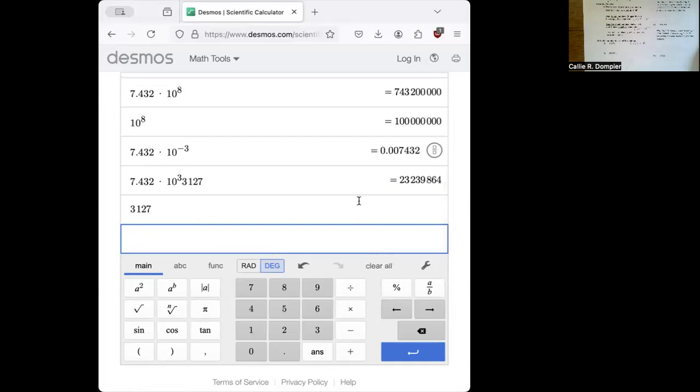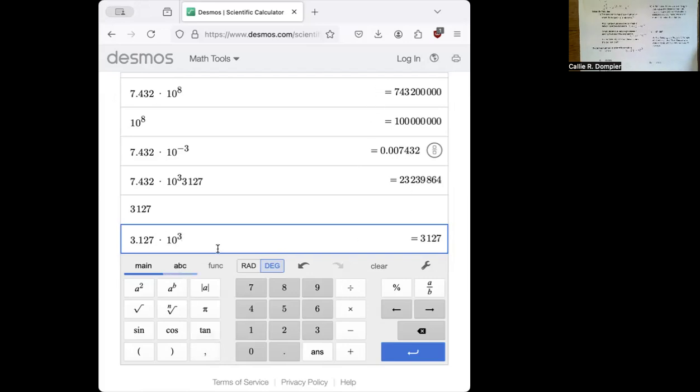Right now I have 3.127 times 10 to something. It's not just going to be 10, because that would give us 31. To the power of 1, that's the same as just 10. To the power of 2, nope, that's 300. To the power of 3, that's the number I want. So I know my answer is 3.127 times 10 to the power of 3.